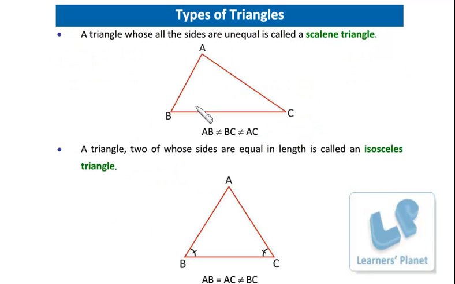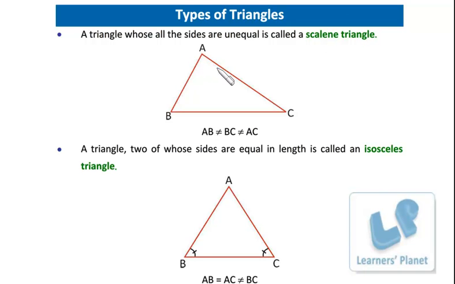Now let's see types of triangles. A triangle whose all the sides are unequal is called a scalene triangle. A triangle is a closed figure, precisely a closed figure having three sides. So three sides and three angles.